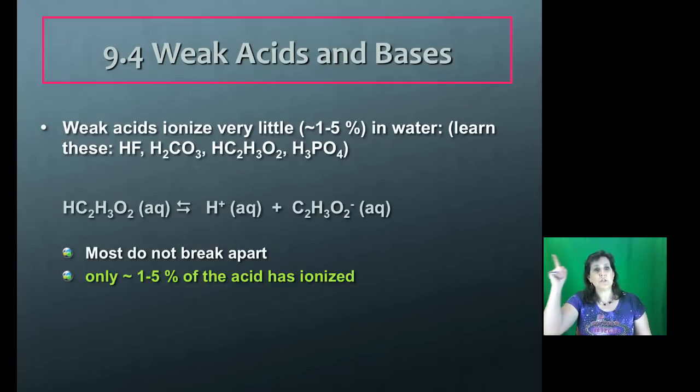So we have HC2H3O2, like 95 to 99% of it stays bonded together. Only 1 to 5% goes to products and makes the H plus and the C2H3O2 minus, the acetate ion. So most do not break apart. Only maybe 1 to 5% of the acid is ionized. Okay, most of it stays on the reactant side bonded together.